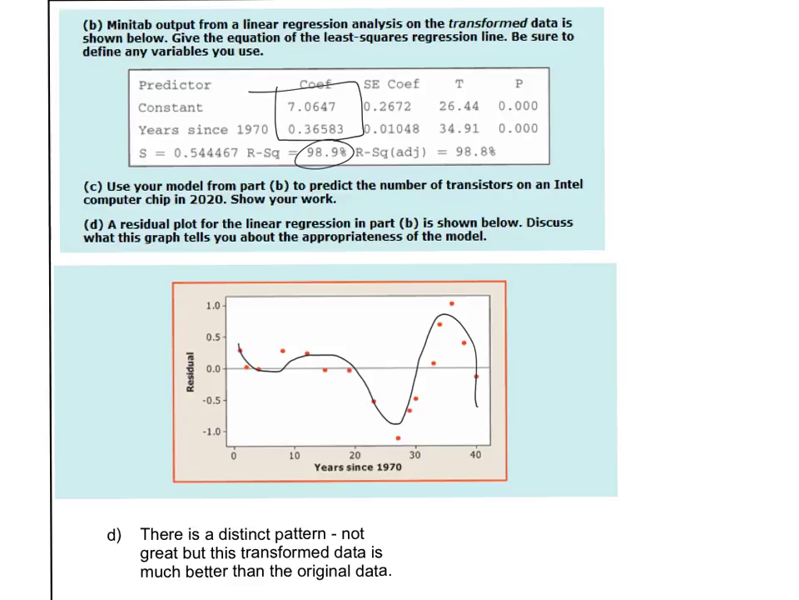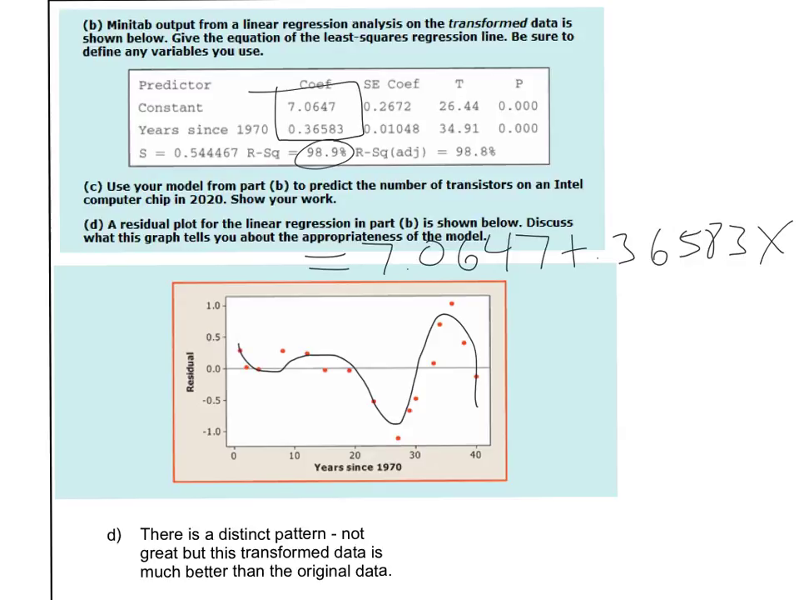Writing the line from the Minitab output is a big thing for this section. The top number that I've circled there is the y-intercept, and the bottom number is the slope. Okay, so here it is: 0.647 plus 0.36583x. X is the number of years since 1970. I could go ahead and I could just plug that in.